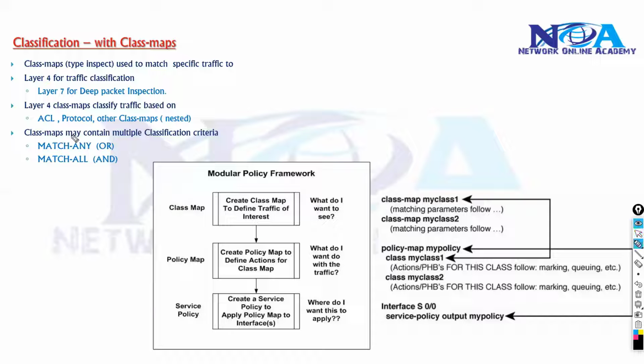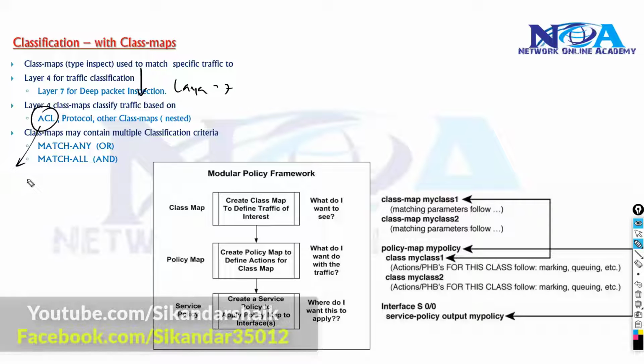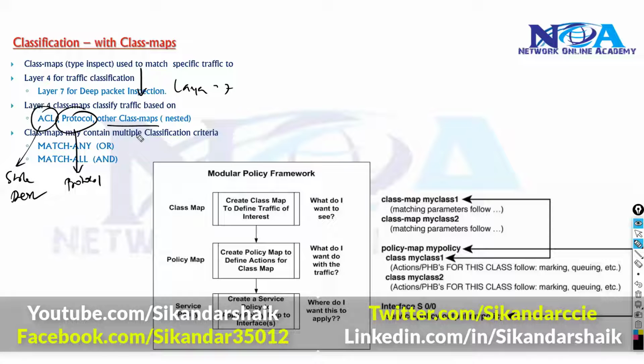Now again, these class maps can have multiple statements. I'll explain this when we get into the first configuration example. Again, I already mentioned in the previous slides that you can classify the traffic based on many things, from layer 4 to layer 7, based on application, based on specific source or destination by using ACL, or a specific protocol you can match, and you can even use some additional nested class maps inside that also.